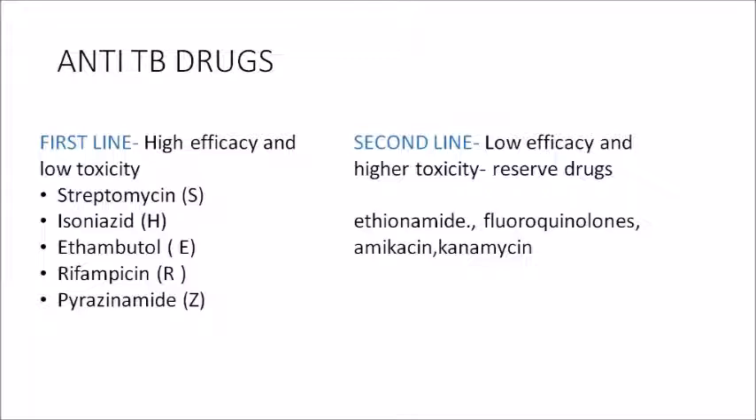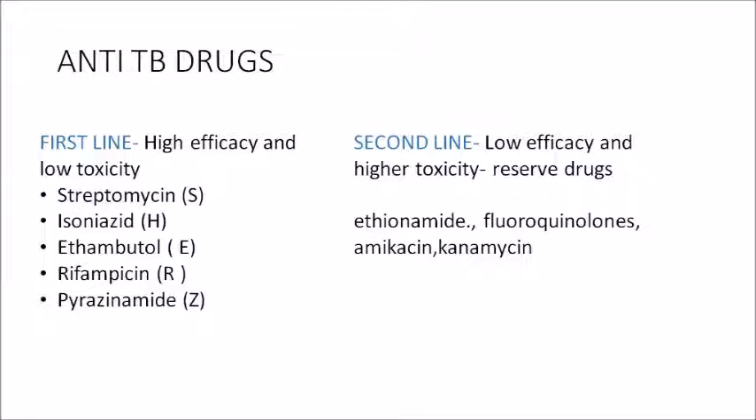These drugs are streptomycin. Streptomycin is an aminoglycoside. Then isoniazid, ethambutol, rifampicin and pyrazinamide. The shorthands given for these drugs are streptomycin S, isoniazid H, ethambutol E, rifampicin R, and for pyrazinamide it is Z. So these are the first line drugs.